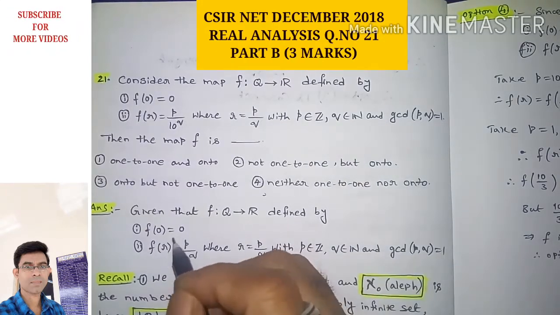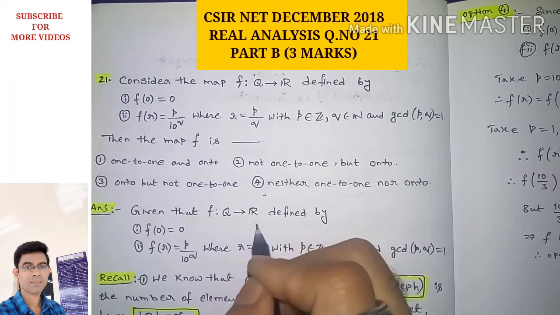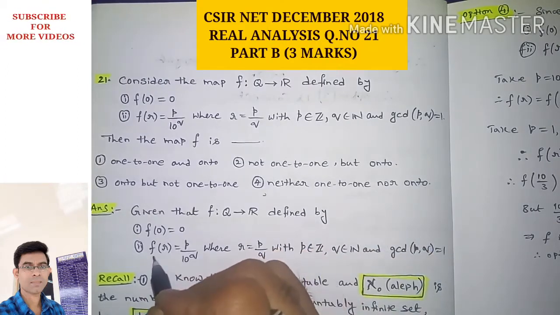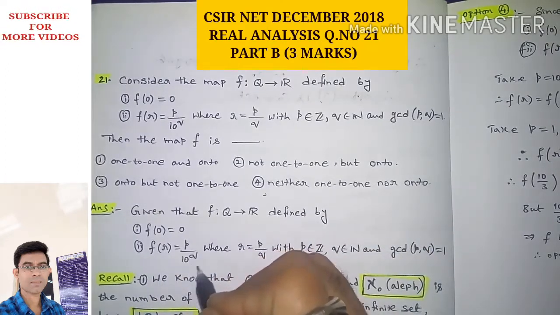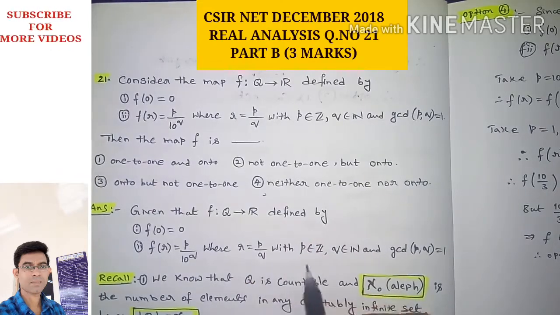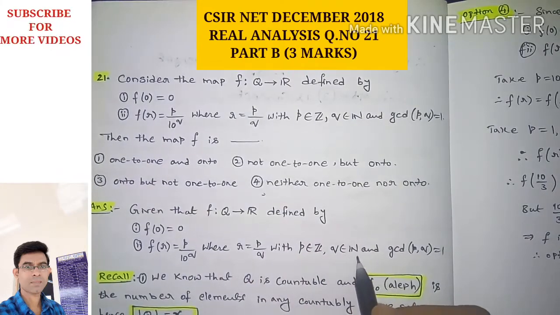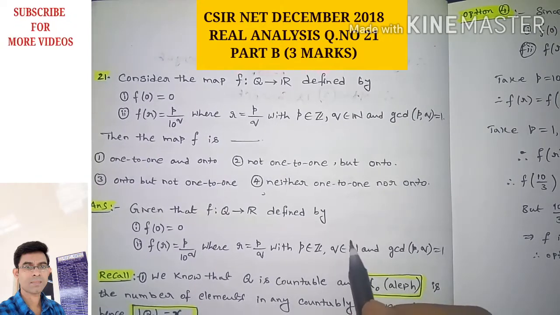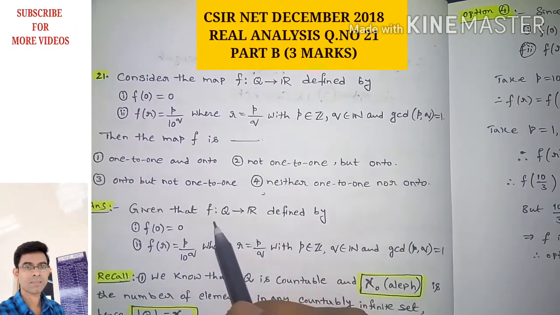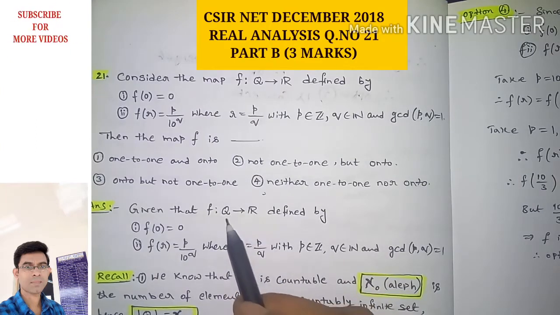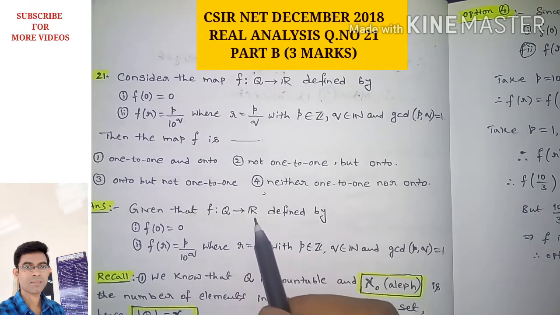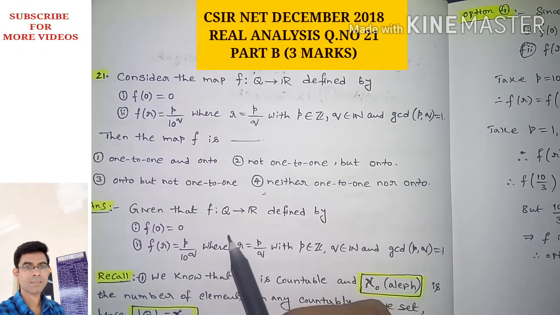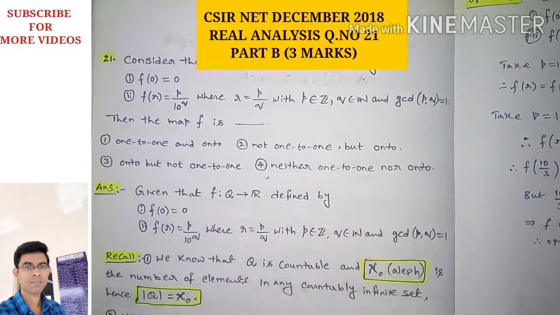So coming to the solution, here given that f is a mapping from Q to R defined by f of 0 is equal to 0 and f of r is equal to p by 10 to the power q, where r is equal to p by q with p belongs to Z and q belongs to N, and GCD of p comma q is equal to 1. And here f is a mapping from Q to R. Q is the set of all rational numbers and R represents the set of all real numbers. Before discussing the options, we will recall some results. So let us see the results.